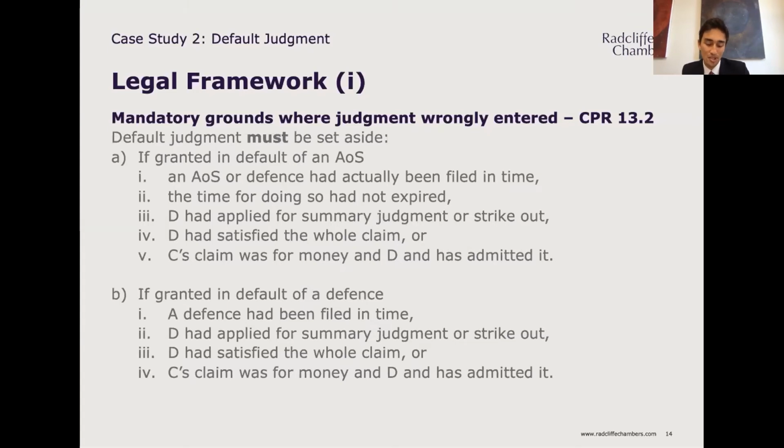Now, 13.2 sets out criteria for when the court must set aside a default judgment. And the emphasis there is on the must, the mandatory nature of the rules. Again, I'm not going to go through these in detail, but the essence of these provisions is where by some irregularity, the judgment has been entered against the defendant. And that is often because something has been missed. So for example, an acknowledgement of service or a defence has actually been filed in time, but for some reason, the court staff or somebody else has missed that and the judgment has been entered.